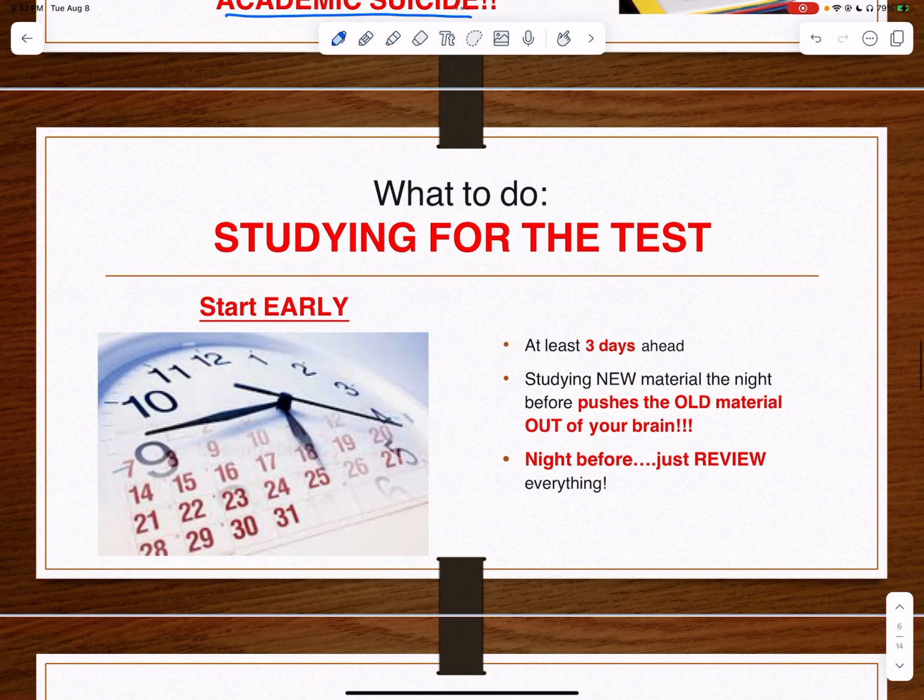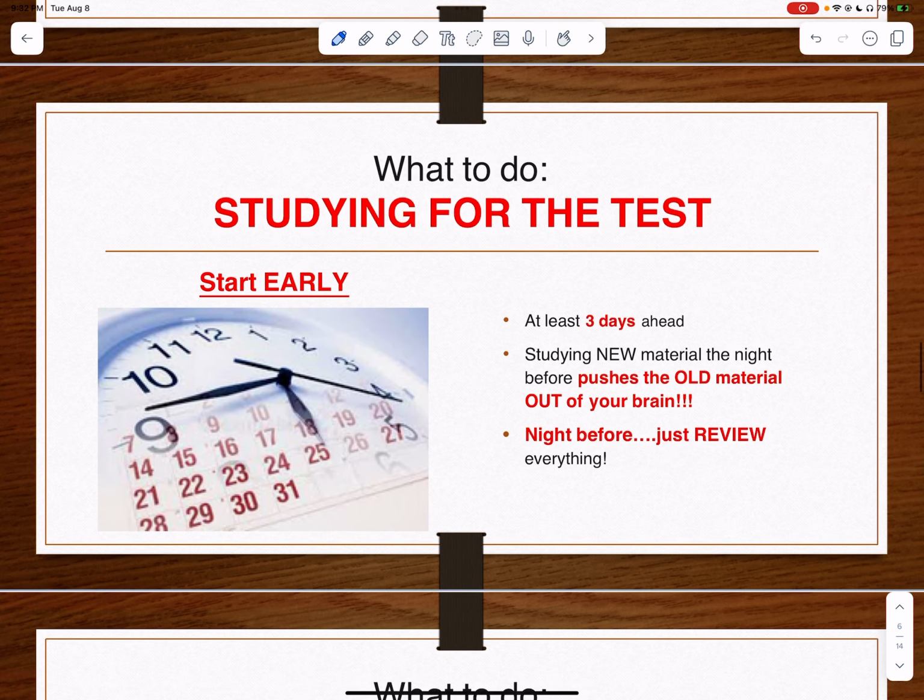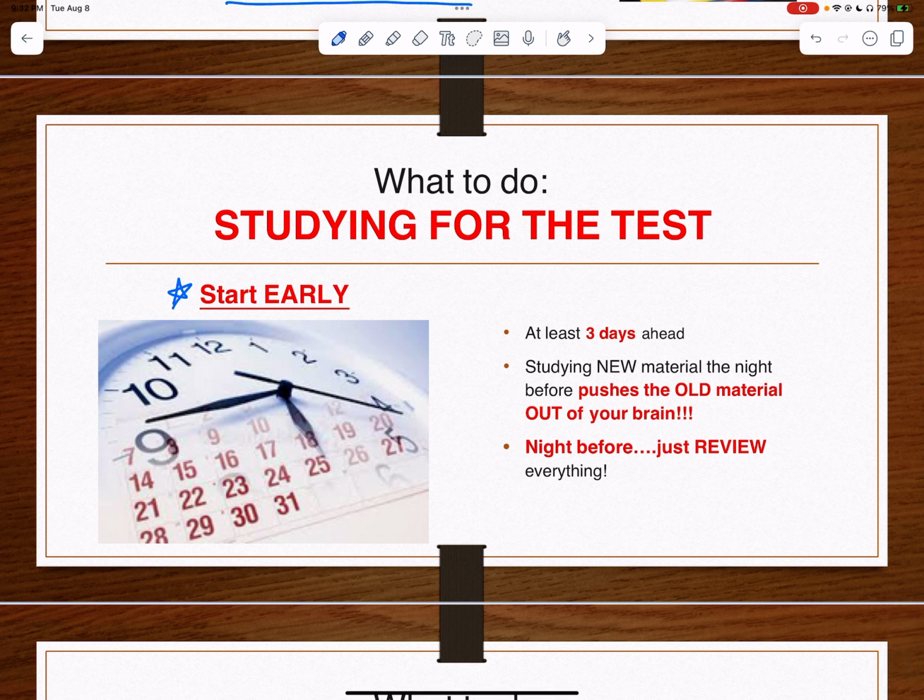All right, so now let's talk about studying for the test. The main thing is you need to start early, at least 3 days ahead. And this is one of the main reasons why. Paul Nolting said that when you study new material the night before, in other words, you're trying to cram in new stuff, it's going to push that old material out of your brain.